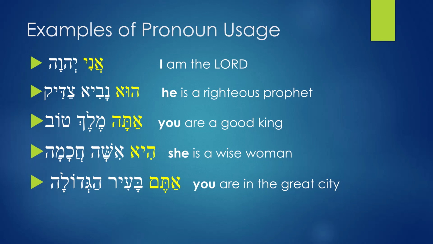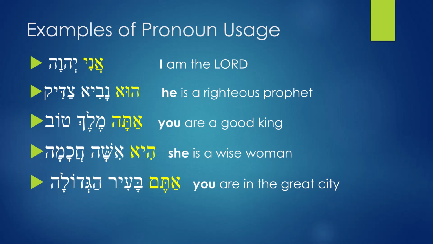Next phrase, Hu Navi Tzaddik. Remember, who is he? Navi is prophet. Tzaddik means righteous. So the translation is, he is a righteous prophet. Navi is singular, so you say a prophet. If you're talking about a singular noun, it's a, unless it has a definite article.